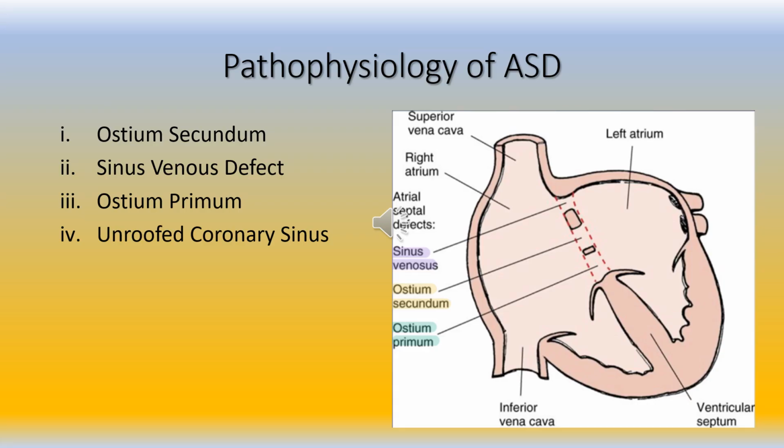So there are 4 different types of atrial septal defects: ostium secundum, sinus venosus defect, ostium primum, and unroofed coronary sinus, with the unroofed coronary sinus being the least prevalent of the 4. All 4 are named based on their location within the upper chamber of the heart.